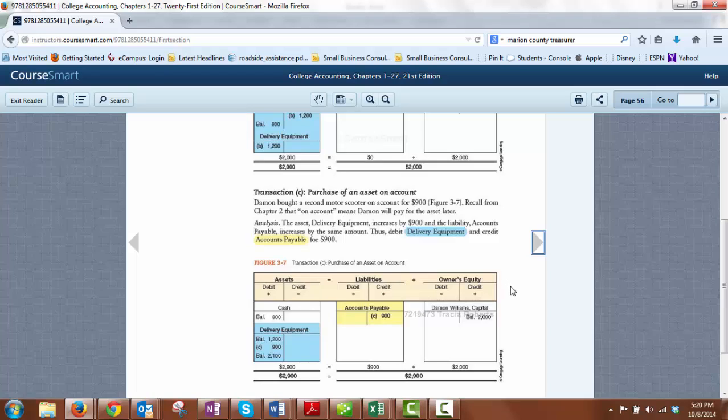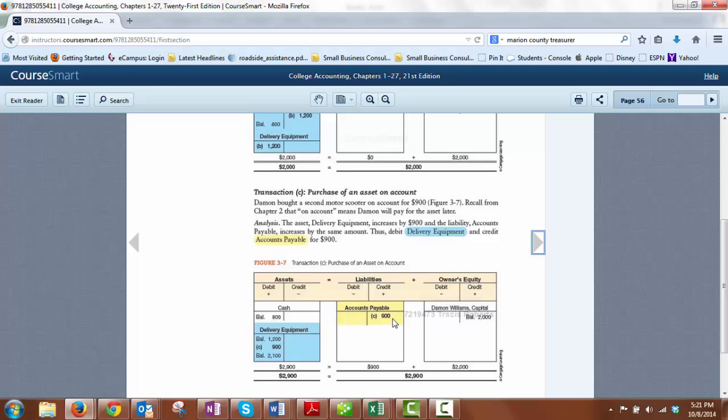More than likely got some type of loan for it, or he may have just agreed to a 30-day note or something. But we don't touch our cash because we didn't take anything out of cash. However, we did buy something on account. We have to eventually pay this back. That's accounts payable. And we have to increase it by $900 because now we have this note that we have to pay back.